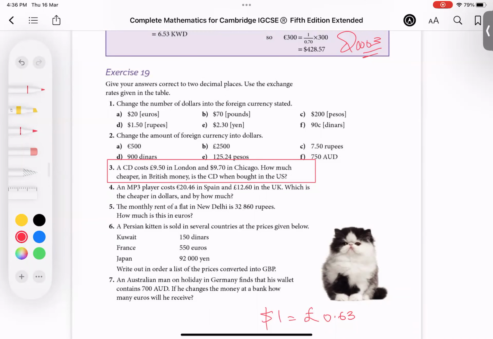Yes, student, I hope so. You have done it. And now I'm going to do this question three myself. The currency exchange rate is given, and I noted it down at the bottom.